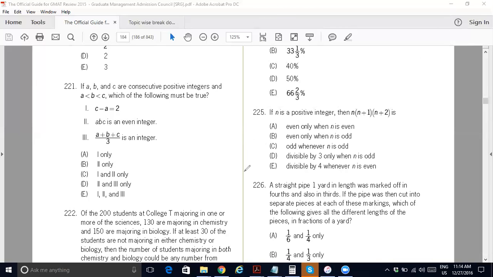Okay. So, what did we do last time? I know we did this straight pipe 1 yard question for sure, 226. Where did we end? Will you just give me 2 minutes? I have the notes with me, I just need to get them. Yeah, sure.